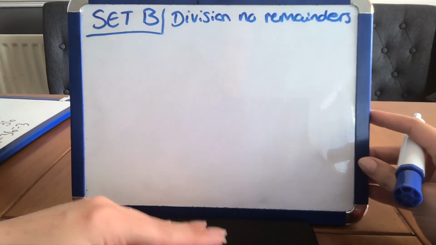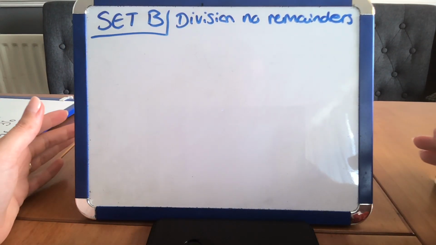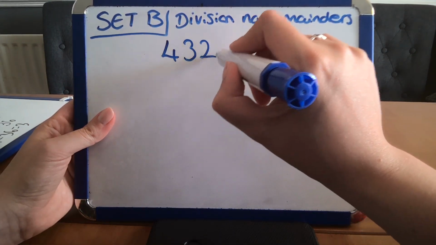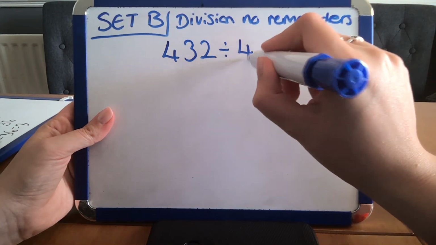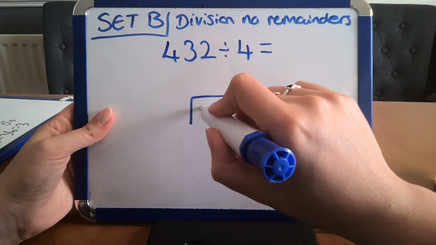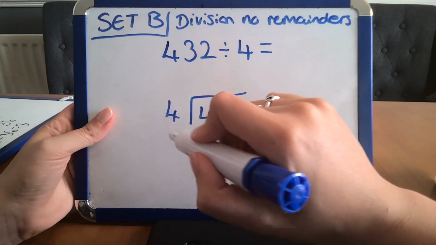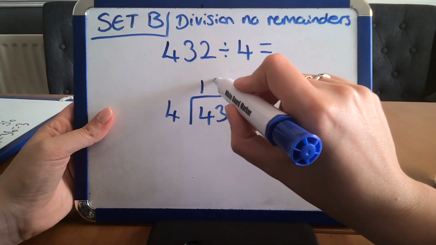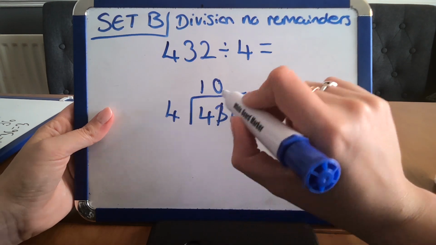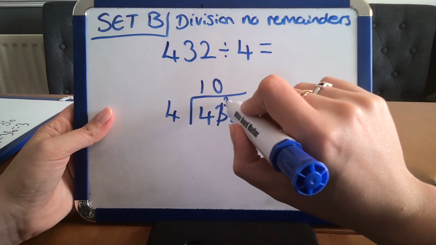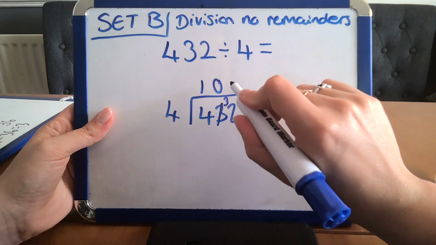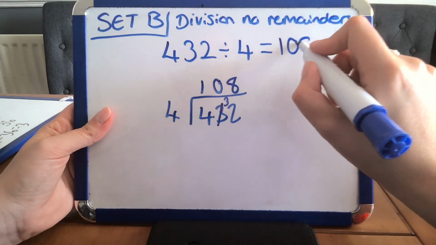Moving on to the second set of questions that you'll have on that sheet. Set B. Now, set B, our first question is 432 divided by 4 equals. How many 4s go into 4? 1. How many 4s go into 3? 0. We cross that number through, put our 3 next to our 2, making that number 32. How many 4s go into 32? 8, making our answer 108.